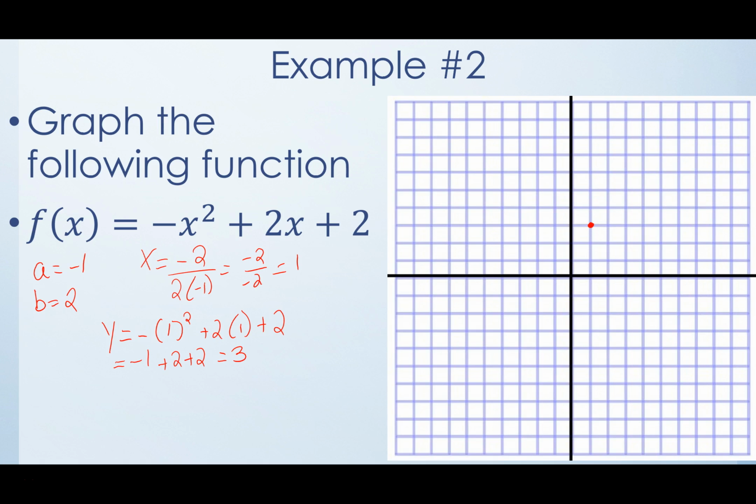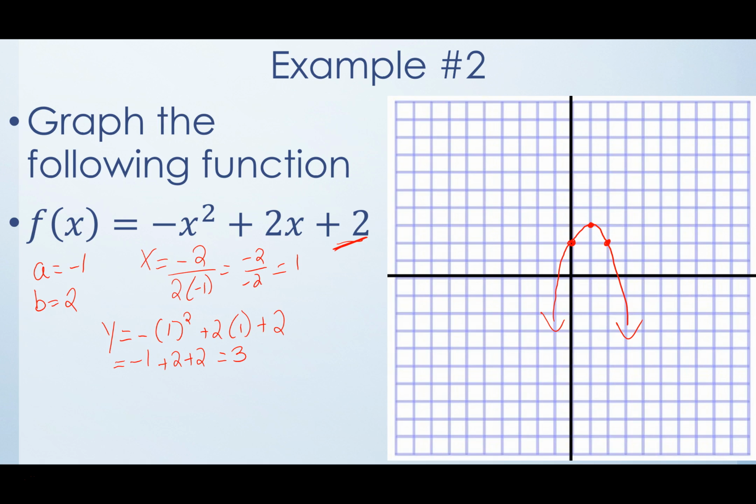Again, if we use our y-intercept idea, we're going to go to 2 on the y-axis. Since that was 1 to the left of the vertex point, we go 1 to the right. Those are symmetric points. Now we connect them with the curve. That looks a little better than last time. And there's our quadratic function.